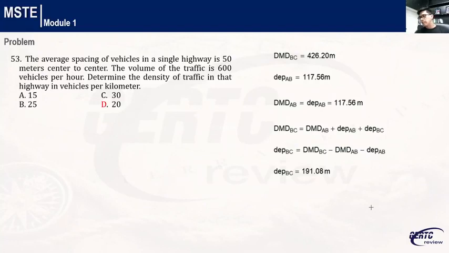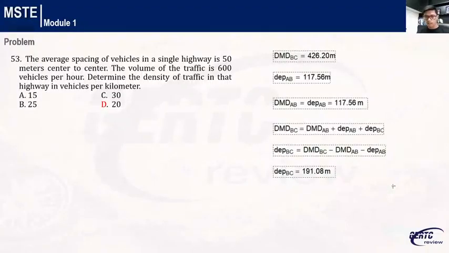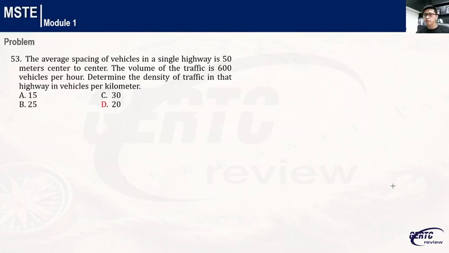So for number 53, the average spacing of vehicles in a single highway is 50 meters center to center. The volume of traffic is 600 vehicles per hour. Determine the density of traffic in that highway in vehicles per kilometer. Okay, nakita ko sa stats, medyo marami yung hindi nakasolve dito, no? So, ang hinahanap is spacing. That is center to center spacing. So, spacing, that will be in the units of meters per vehicle. Ito dapat yung unit natin dyan, no?